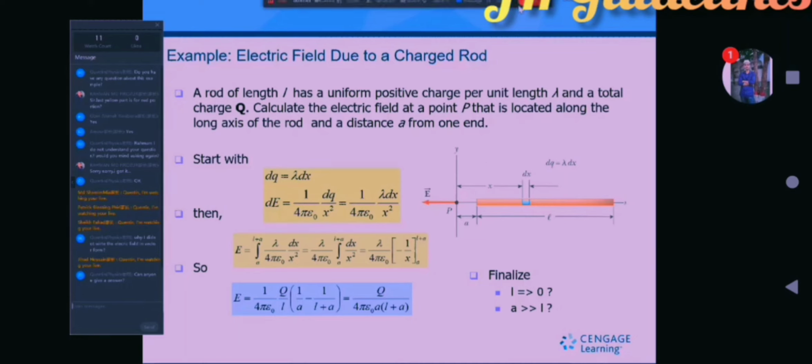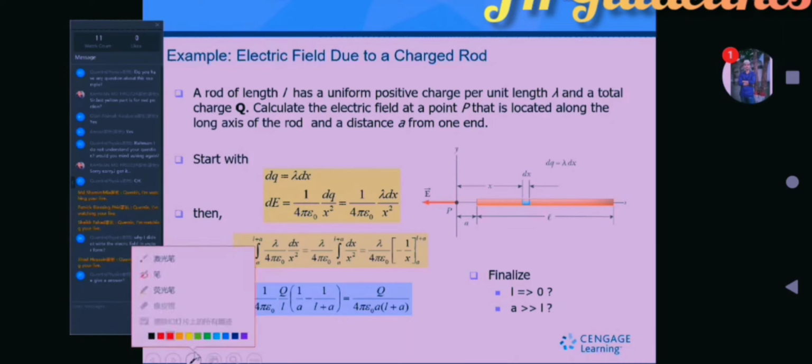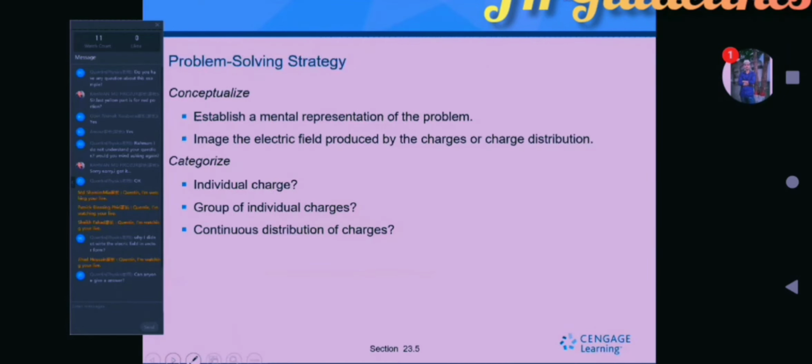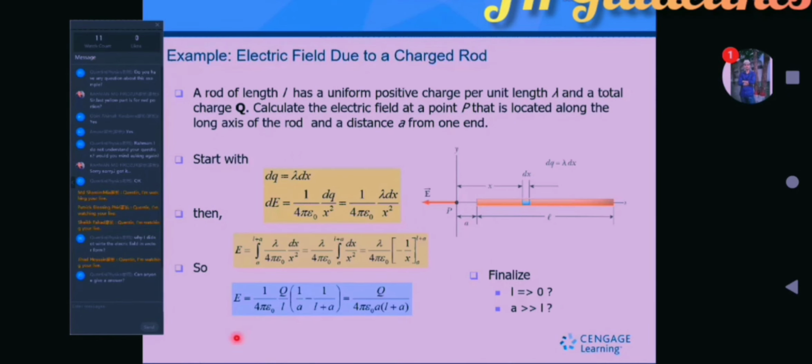All right, let me answer this for you. Simply because the electric field made by every portion here has the same direction. So when you sum vectors with the same direction, you just add the magnitudes together. That's why we didn't write this one in the form of a vector.